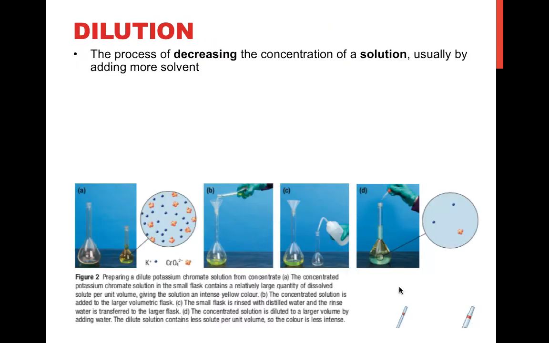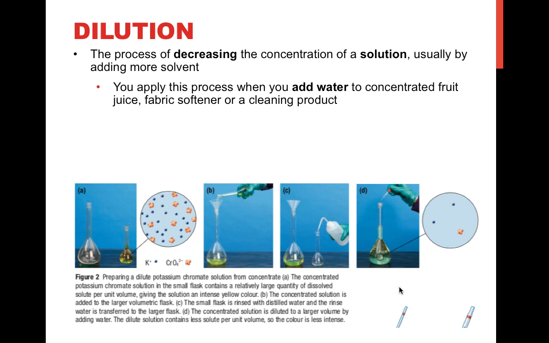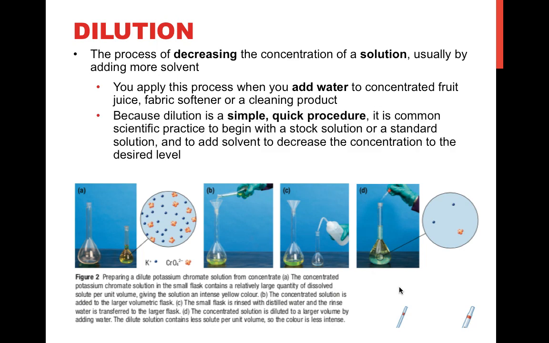Now, in terms of dilution, it is the process of decreasing the concentration of a solution, typically by adding more solvent. This is the same thing that you do if you have concentrated fruit juice and you add water to it, or you have fabric softener and you're adding water to it, or you have a cleaning product and you're adding water to it. Whenever we're diluting something, we're making the solute in there less concentrated. This is a very simple procedure, and it's something that's very commonly done in a lab.